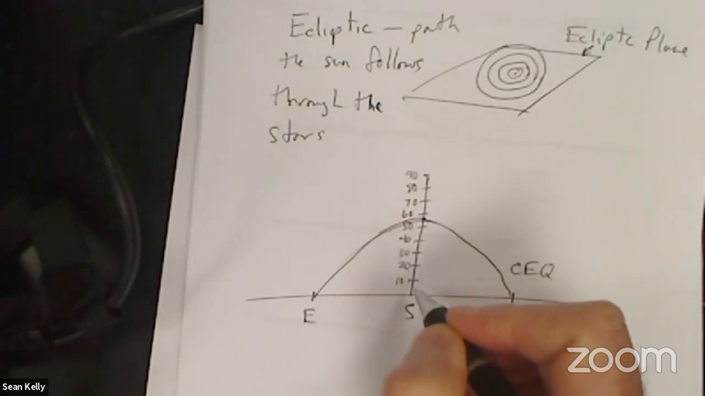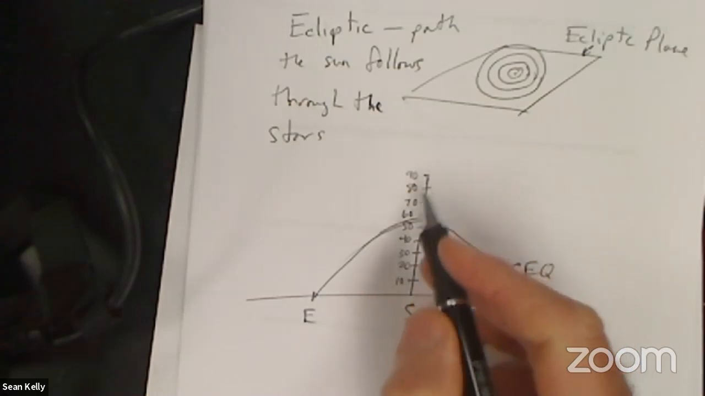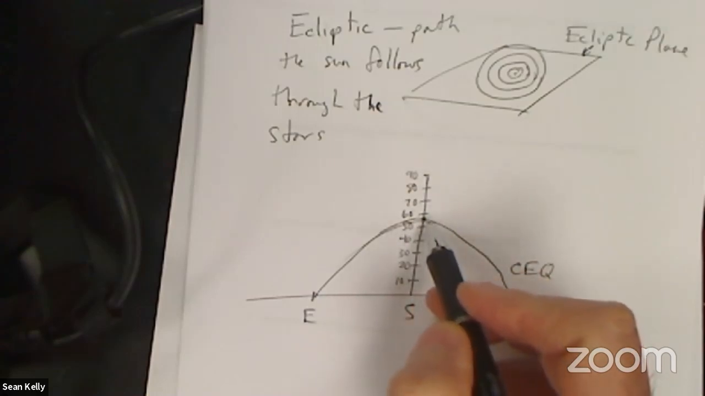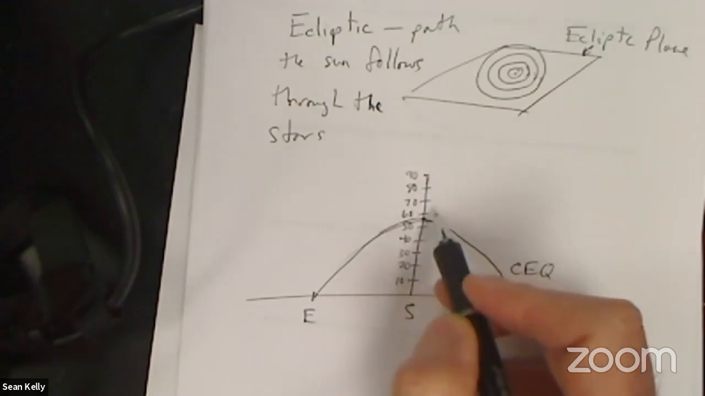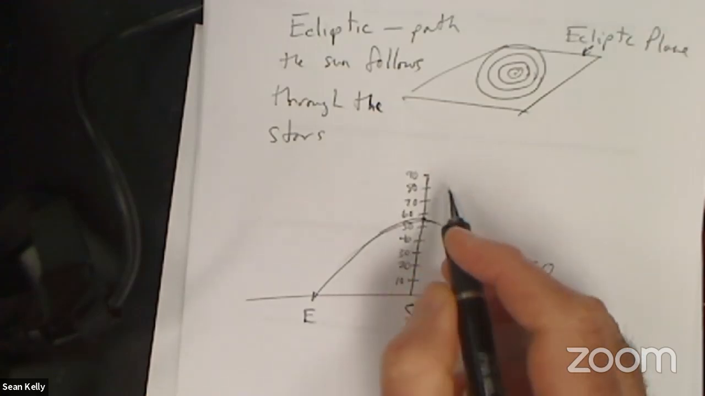And on what day does it reach the highest point above the celestial equator? The summer solstice. June 21st. Yeah, so it crossed over on the vernal equinox, and then it's going to get up to about 79 degrees on the summer solstice. So right now it's above the celestial equator.